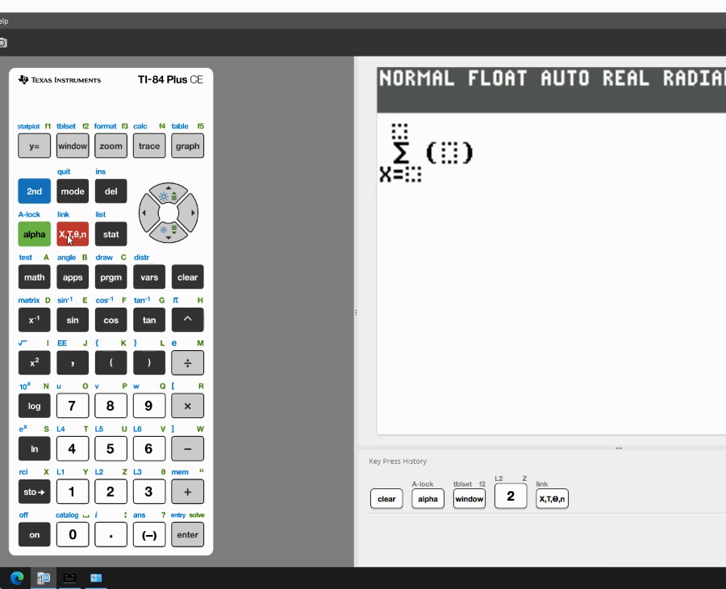And we're going to do this problem again. We're starting with what term? 1. And we're going to what term? 12. So fill in those spots.